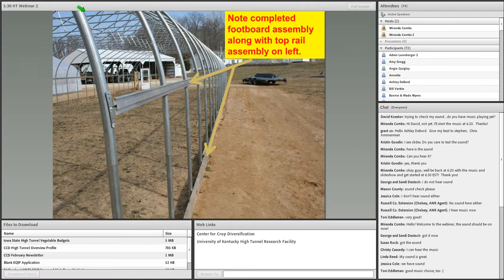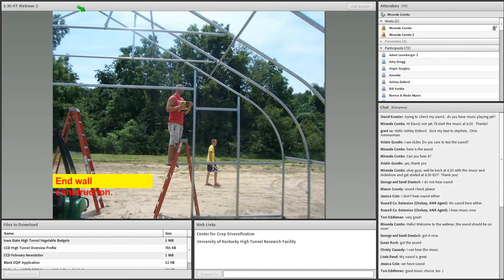Here's some of the end wall construction. We're using square steel tube for this construction. A lot of people will opt for wood, certainly because it's less expensive, but the life expectancy of this square steel is going to be much greater than that of even the pressure-treated lumber. So now we've pretty much got the end wall construction completed.